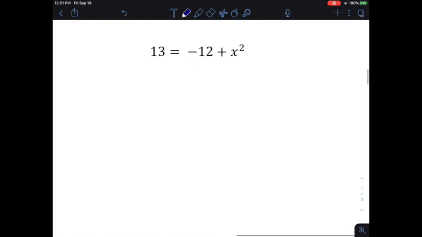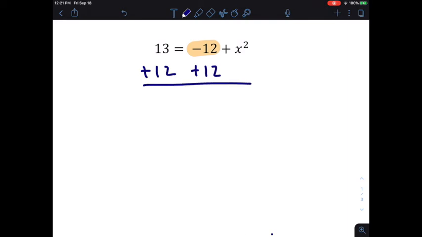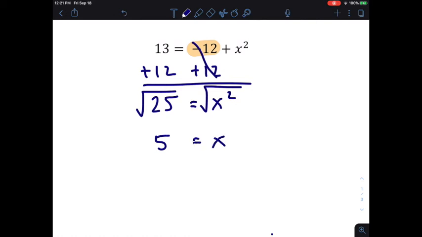Okay, last one before you get to try a few. The furthest thing from the variable is -12. So we're going to add 12 to both sides. 13 plus 12 is 25. The 12's cancel, and we're left with x squared. And again, the opposite of a squared term is square root. And 5 times 5 is 25. So we have 5 is equal to x, or x is equal to 5.